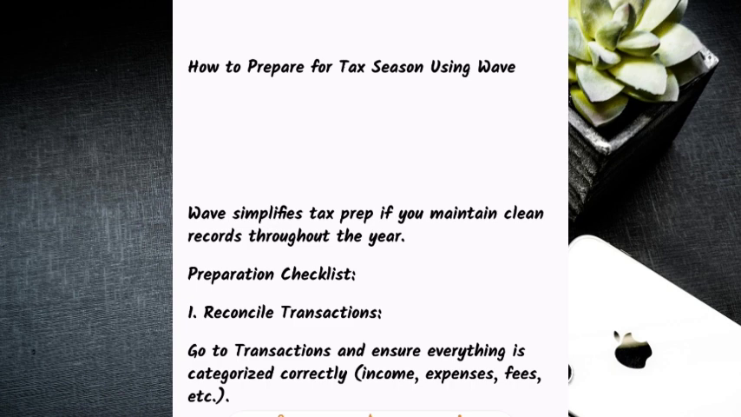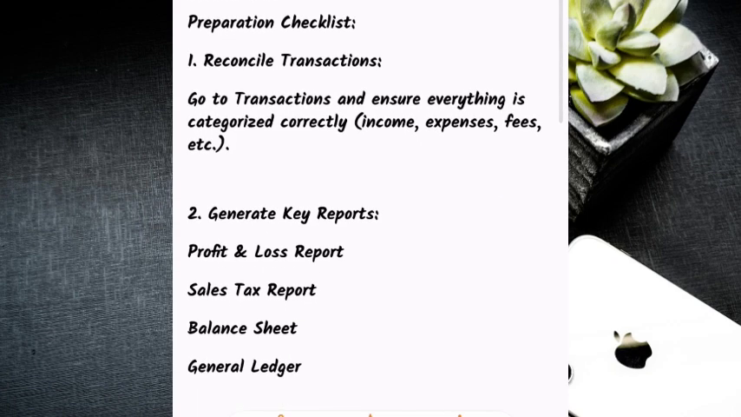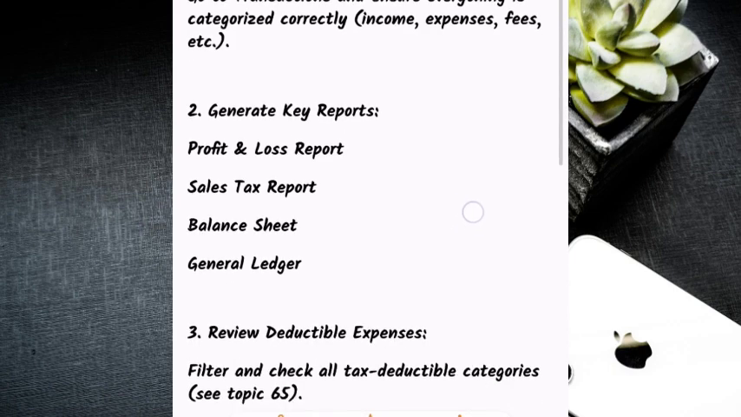First, reconcile transactions. So go to transactions and ensure everything is categorized correctly. Your income, your expenses, the fees, etc. Make sure every transaction has proper categorization. Second, generate key reports. Your profit and loss reports, sales tax reports, balance sheets, and general ledgers. You want to make sure you generate those.